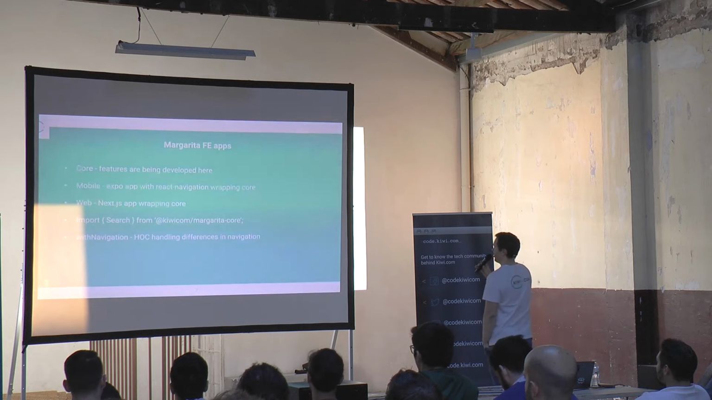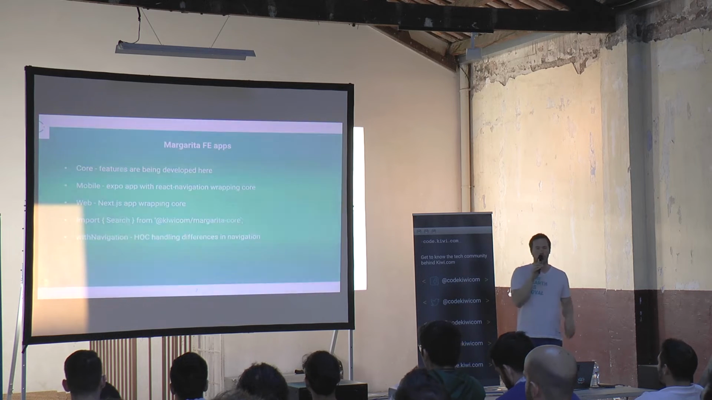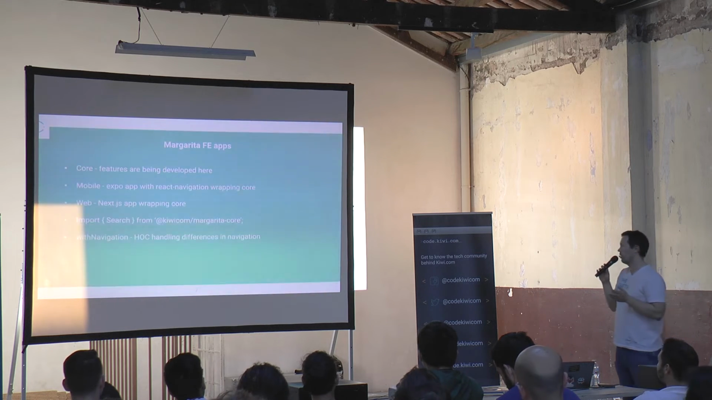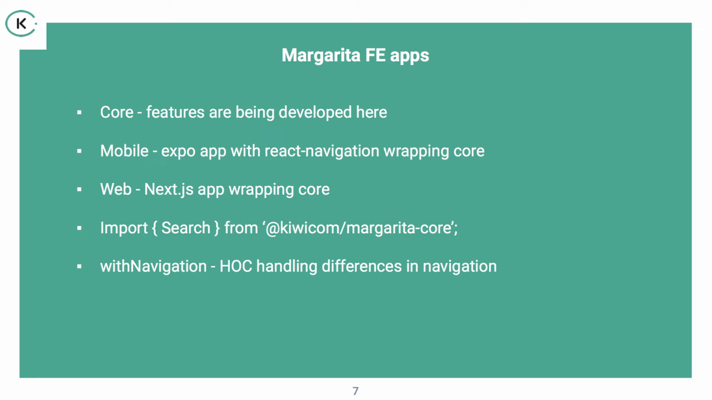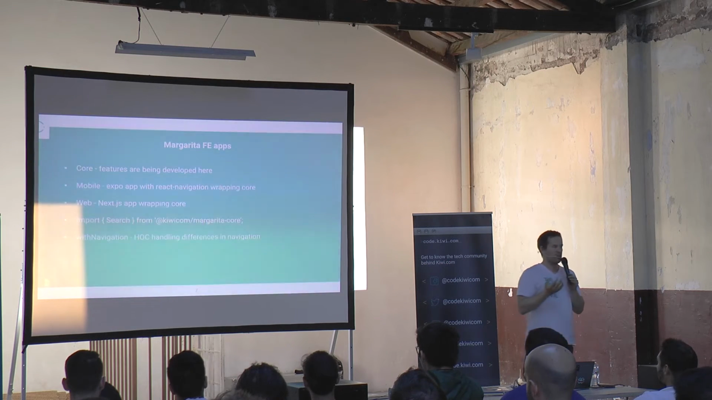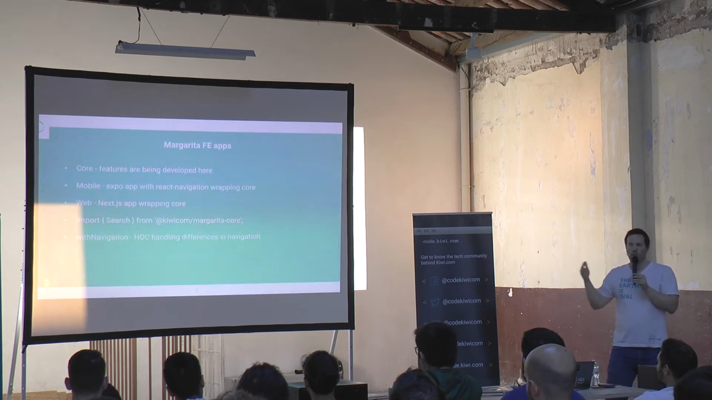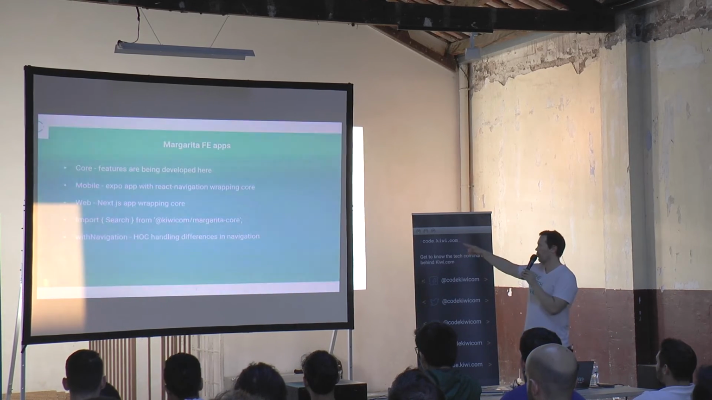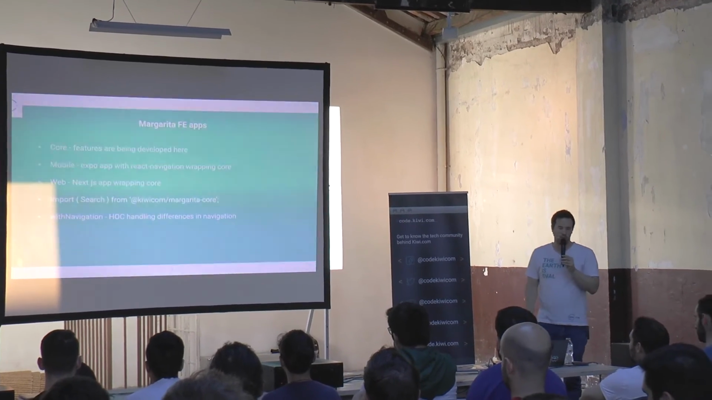Okay, so how do we do this? We have one app which we call Core, which is where we develop the features. This is where we do the search form, we do results listing, manage my booking, and then we have a mobile app, which is a separate workspace which wraps the core, which applies the mobile header, the tab bar, any platform-specific code, and the same for the web where we use Next.js. This app applies the navbar, more padding, which you use on web rather than mobile. And you will just import from core like this, import search from kiwi.com, Margarita core, and it's ready to go.